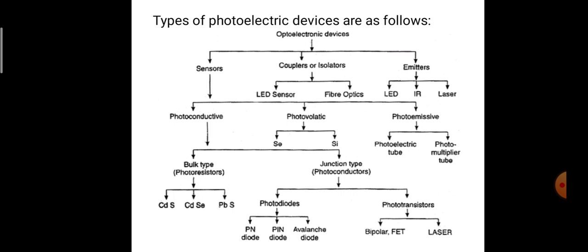Sensors, the second one is photovoltaic. Again, there are two types: one is SE and second one is SI. Sensors, third type, photoemissive. Again, there are two types: photoelectric tube and photomultiplier tube. So these are the different types of photoelectric devices.